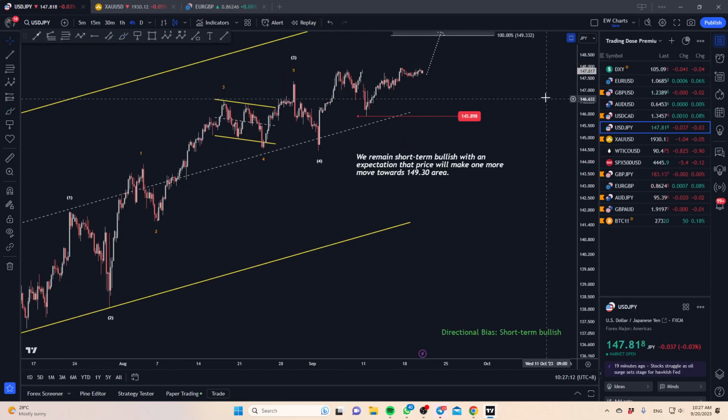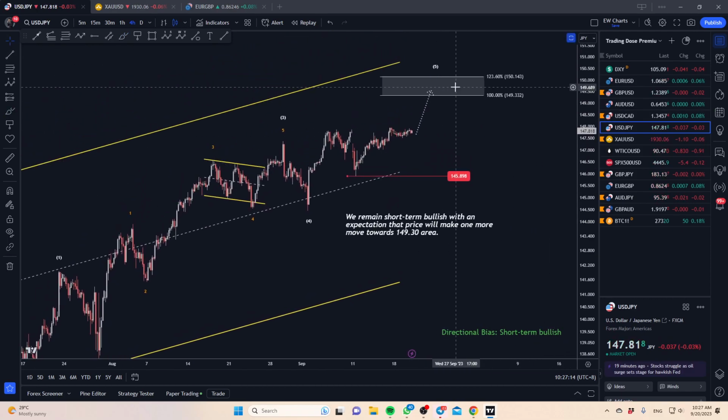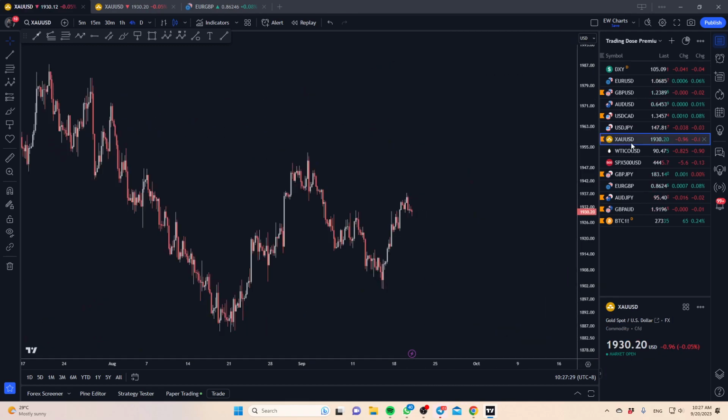Dollar yen over here, we're still expecting a little bit more upside, but for me, that's not a very clear setup. The risk to reward ratio may not be fantastic, and for that reason, for me personally, I'll be avoiding this trade, but we do still expect a little bit more upside on that, right?